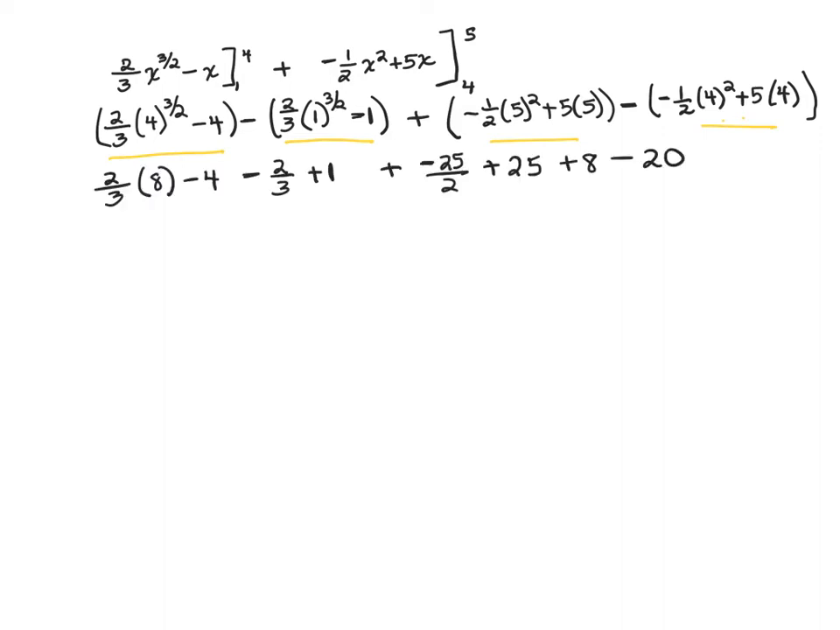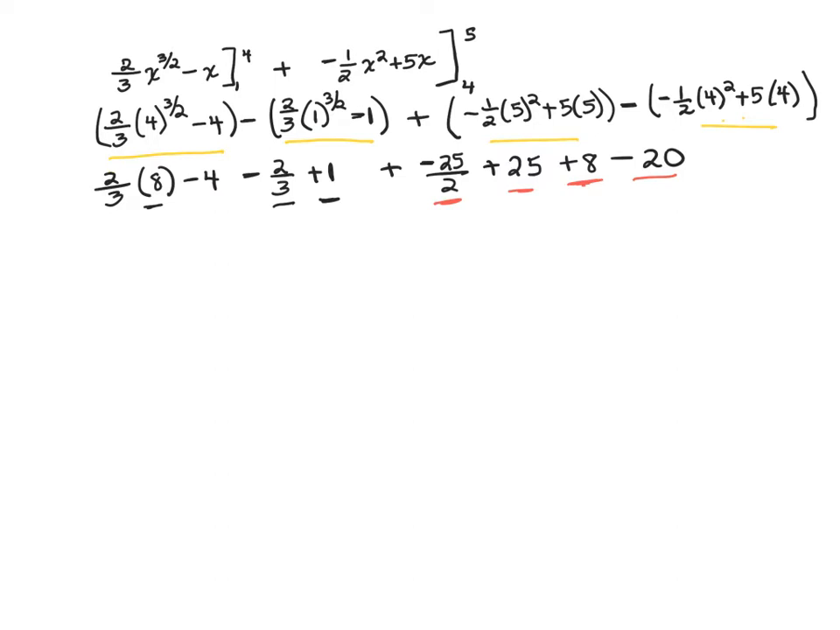So in the first piece, 4 to the 3/2 means the square root of 4, which is 2 cubed. That gives us 8. And then we distributed the negative here. And then finally, here we have negative 25/2 plus 25. Okay, 4 squared is 16 times negative half is negative 8. But I distributed the negative, so I got positive 8 minus 20.